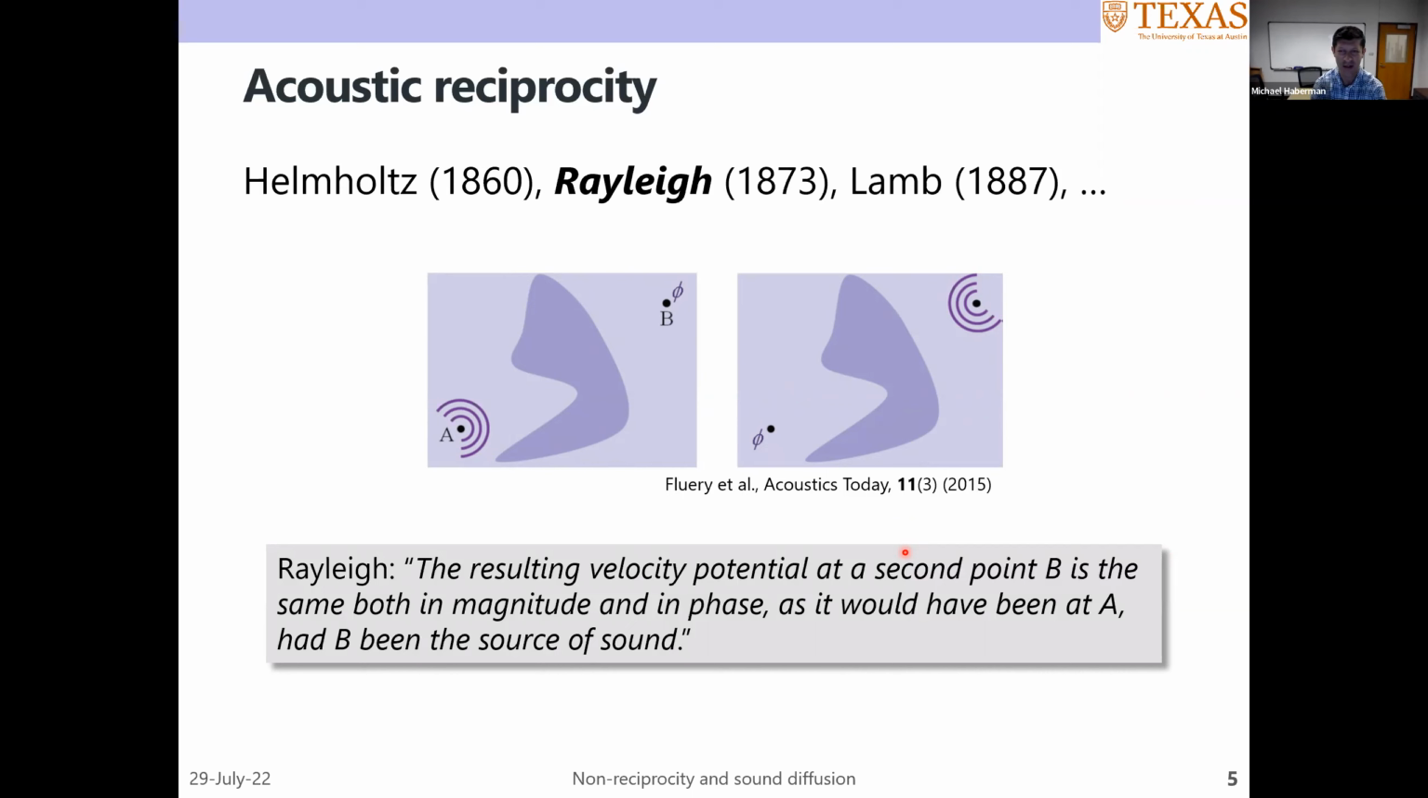These ideas were explored long ago, as you may be familiar. The big names in this group have talked about this for years and years. The one that we tend to think of a lot is Rayleigh's reciprocity, as expressed in any arbitrary medium with points A and B, basically saying that if I have a point source at A and I receive at B, the resulting velocity potential at B is the same in both magnitude and phase as it would be at A had B been the source of the sound.